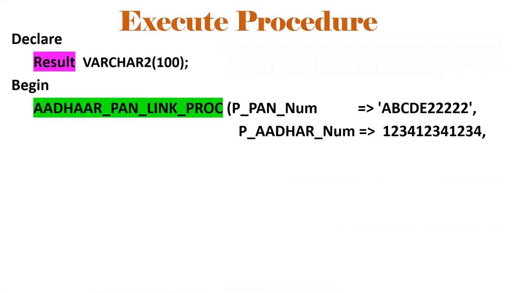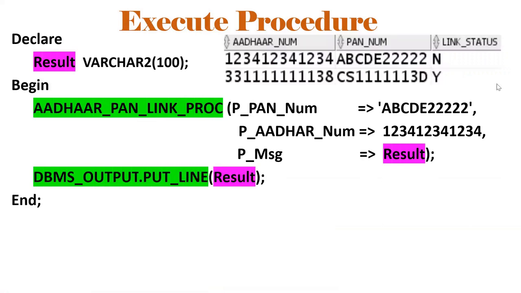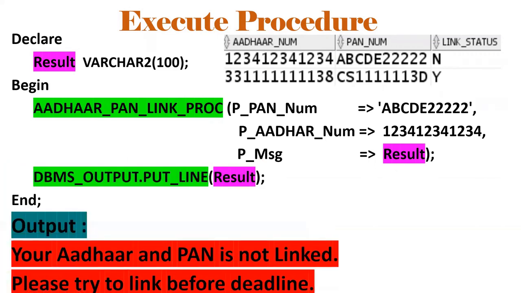See PAN number, Aadhaar number, so the P message. We use DBMS output to see the result of the concept. Now what happened? See, ABCD. It's a valid PAN number and a valid Aadhaar number, but the link status is equal to N, in the sense that it is not linked. These two are not linked. Now we need to say, "Your Aadhaar and PAN is not linked, please set link before deadline." This is one more validation.